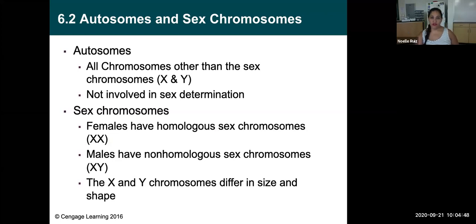Autosomes are all chromosomes other than the sex chromosomes. And they're involved in all of our characteristics except for sex determination. Females have homologous sex chromosomes. We have X-X's. We've talked about this already. This should be a review. Males have non-homologous chromosomes. They have an X and a Y. And they differ in size and shape.